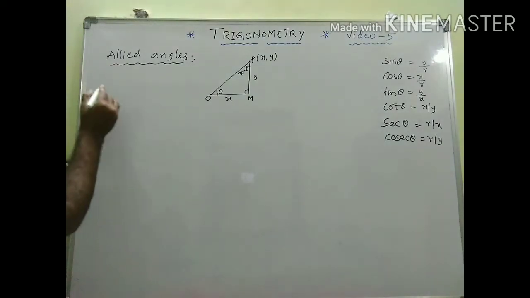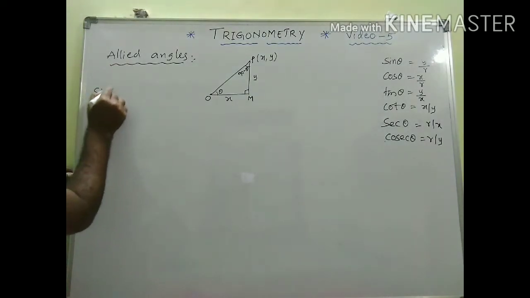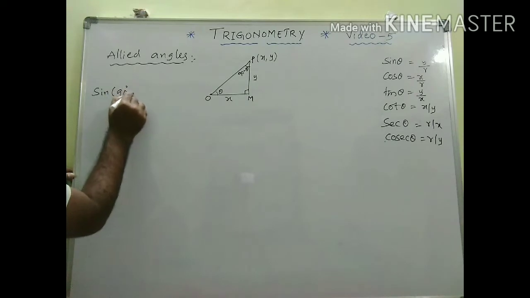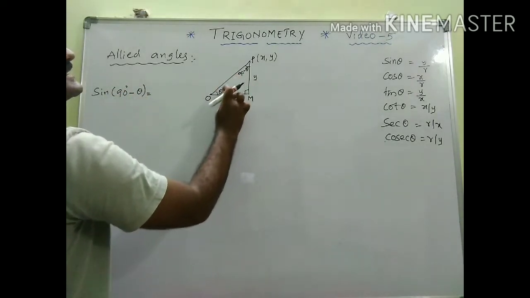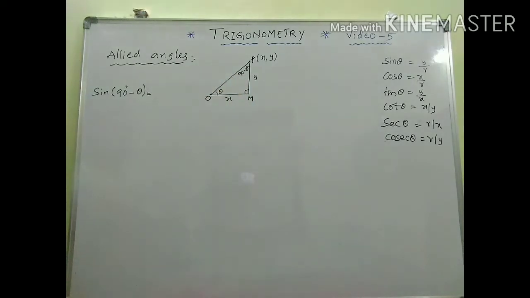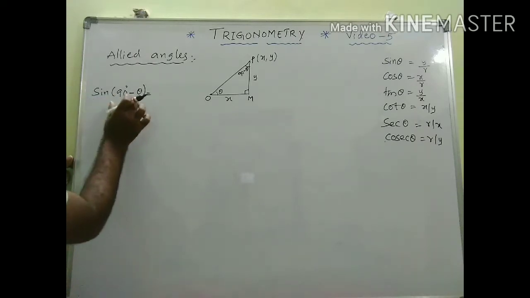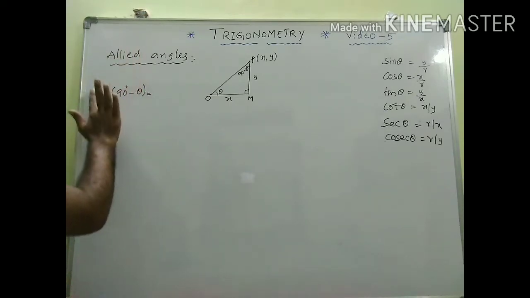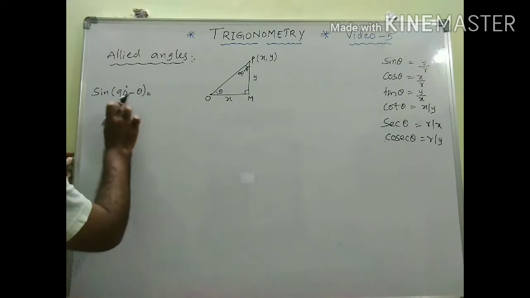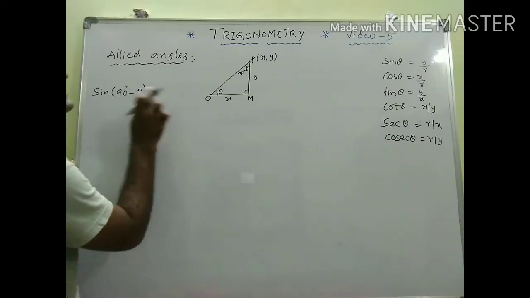Now let us find what is sine of 90 minus theta. Because these two angles are now considered allied angles, isn't it? Either the sum is 0 or a multiple of 90. So sine of 90 minus theta. Don't worry, this is also just like an angle. Assume it is some theta. Then what does sine theta mean? Now you need to check for this angle what the opposite side is.